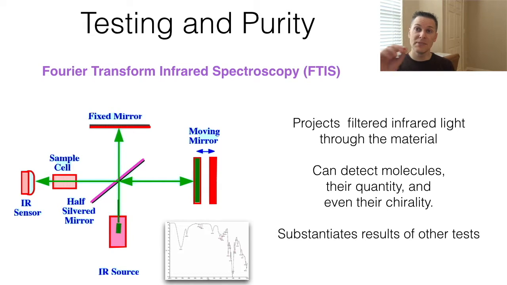Now this test substantiates, that means it helps to prove and confirm what we learned from other tests, and it helps give a better picture of the quality of the essential oil as it actually is, because we really can't see things on a molecular level, and this is how we kind of get an idea. We don't have those complex scanners that they use in Star Wars or Star Trek or something.